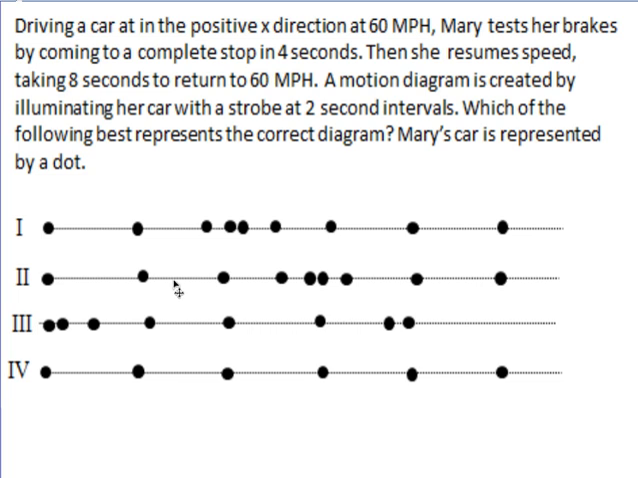So which one of these pictures, if this is Mary's car, and every 2 seconds there's a flash from a strobe, and you can see where Mary's car is at these points, which one of these 4 choices correctly describes the scenario up there? And when you are done with that, you are done with this lecture, and thank you very much.